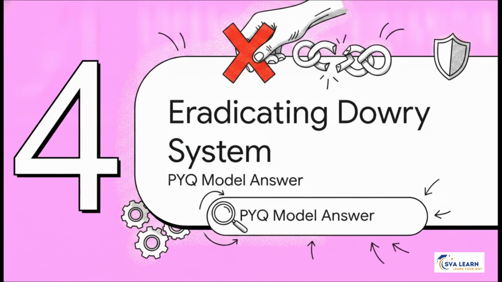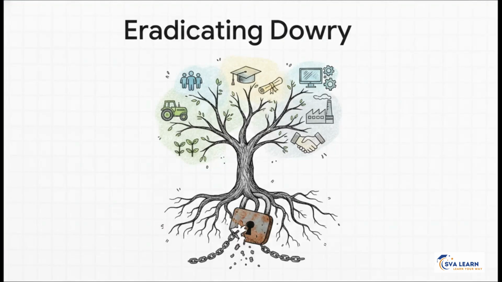Okay, Section 4, eradicating the dowry system. Before we talk about how to fix it, remember that the dowry system is deeply, deeply tied to the harassment of women. The ill effects of dowry lead straight to severe psychological torture, domestic violence, and tragically, sometimes even death. It crushes women's self-respect and just locks in inequality.